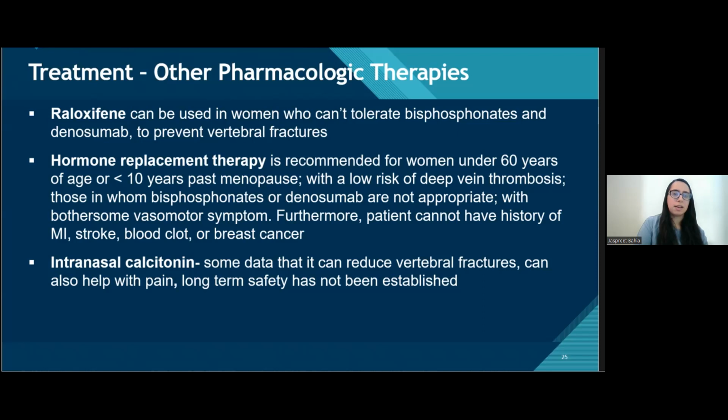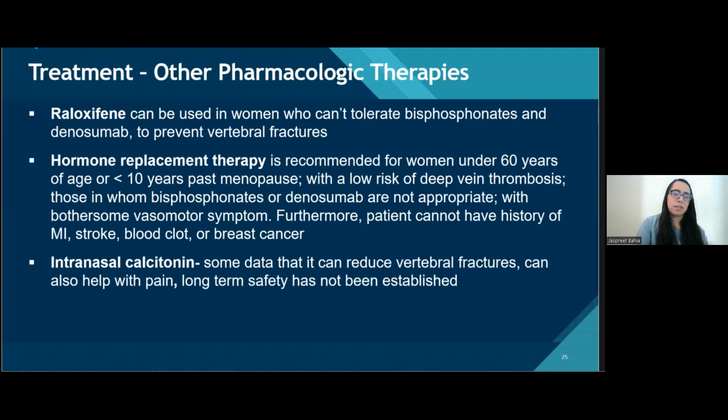However, the American Association of Clinical Endocrinology says if your patient is less than 60, less than 10 years away from menopause, is at low risk of a DVT, and they can't tolerate bisphosphonates and denosumab, and they're also having bothersome vasomotor symptoms, you could consider giving them hormone replacement therapy. So in this very specific group of people, it would be reasonable to give it.